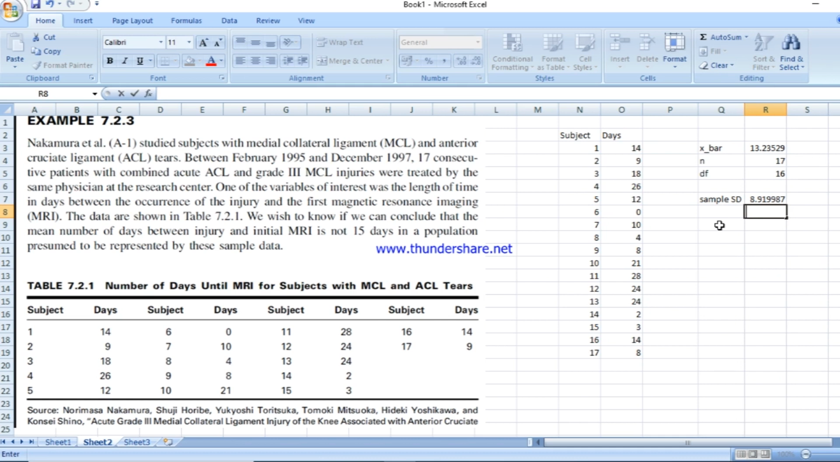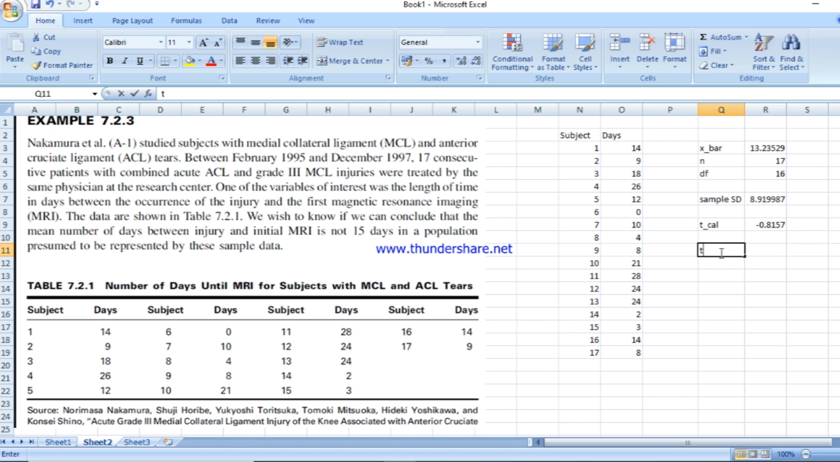Now let's take t calculated. T calculated will be x bar minus mu, which is 15, divided by s by square root n. Now we are calculating, and we obtain t calculated to be 0.8175. So let's assume the level of significance to be 5%, and it's a two-tailed test.